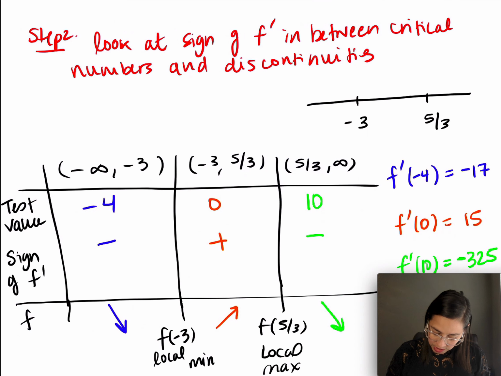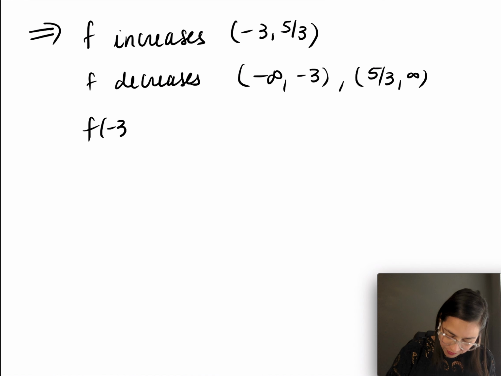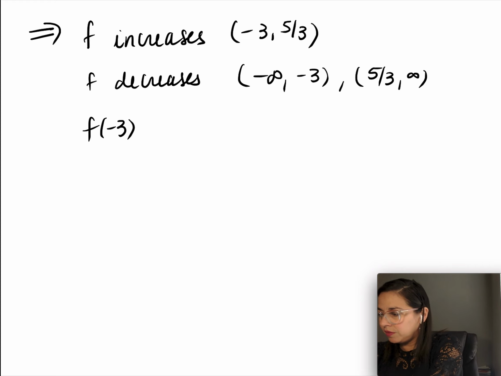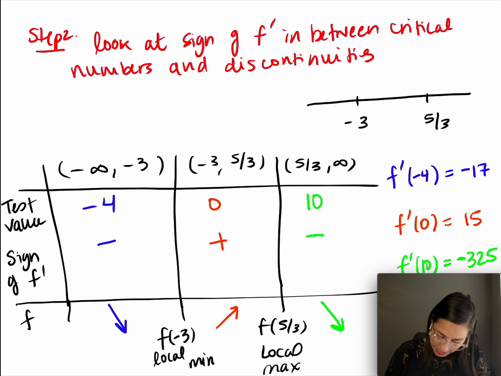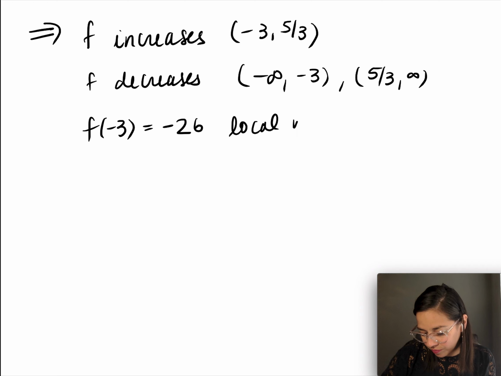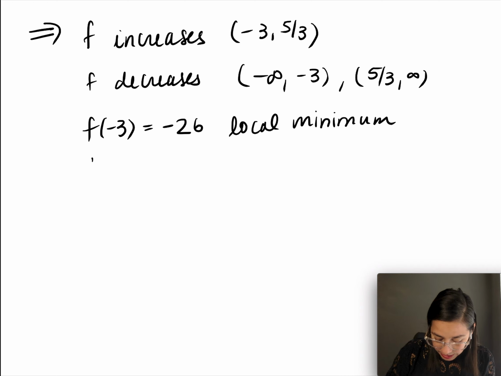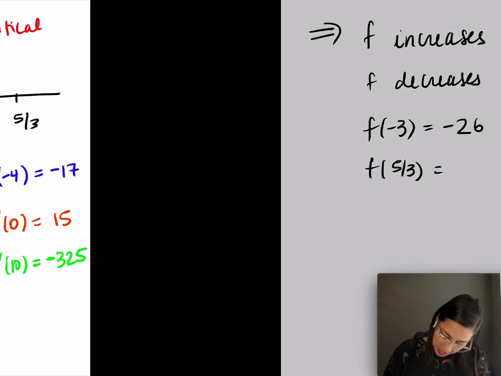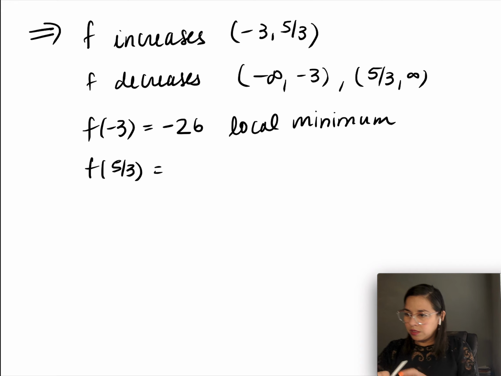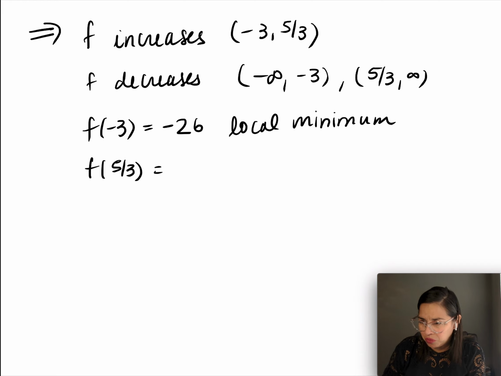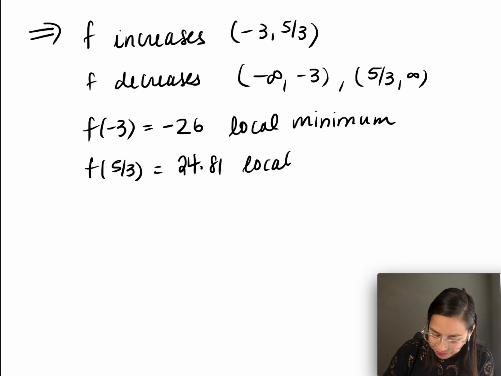And then we know that f of negative 3 is equal to negative 26, which is my local minimum. And then f of 5/3, which is about 24.81, is my local maximum.